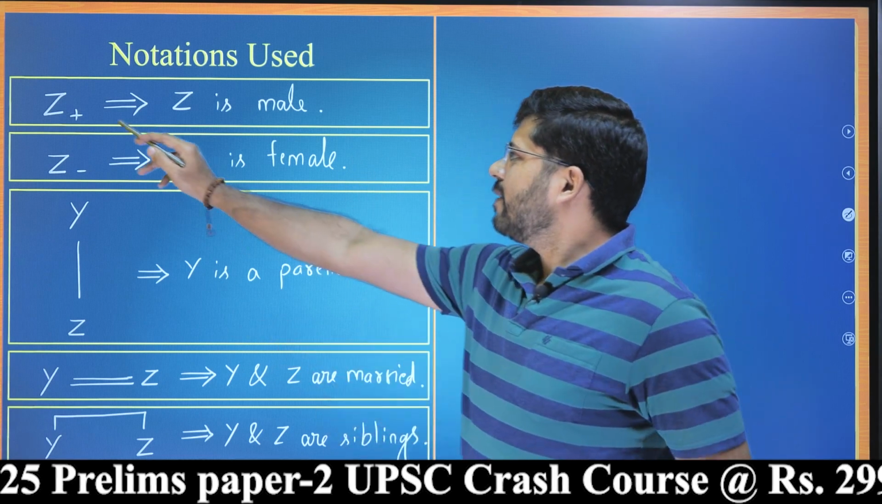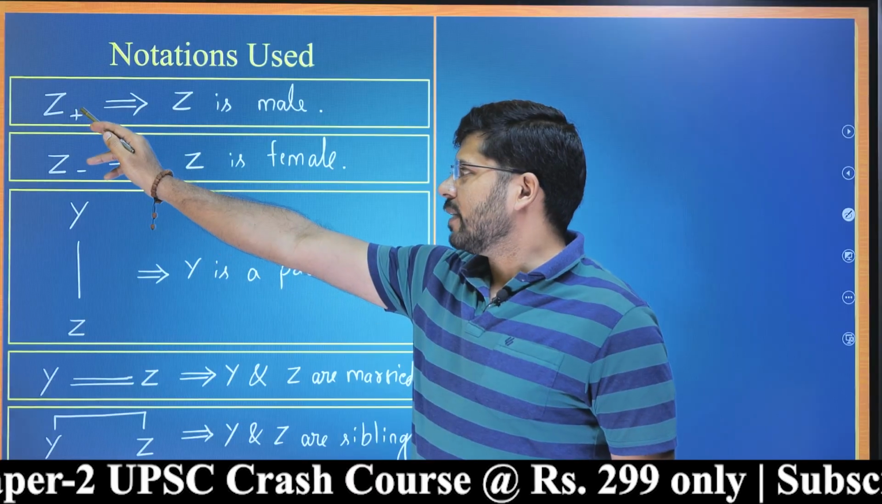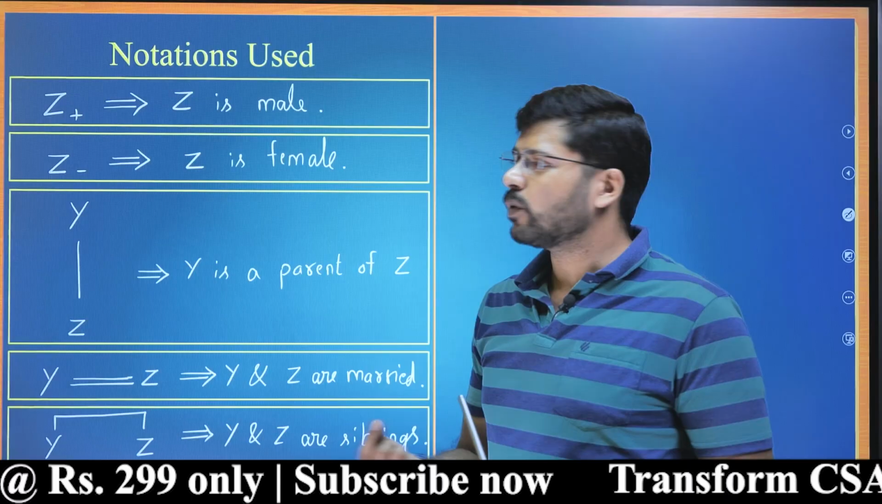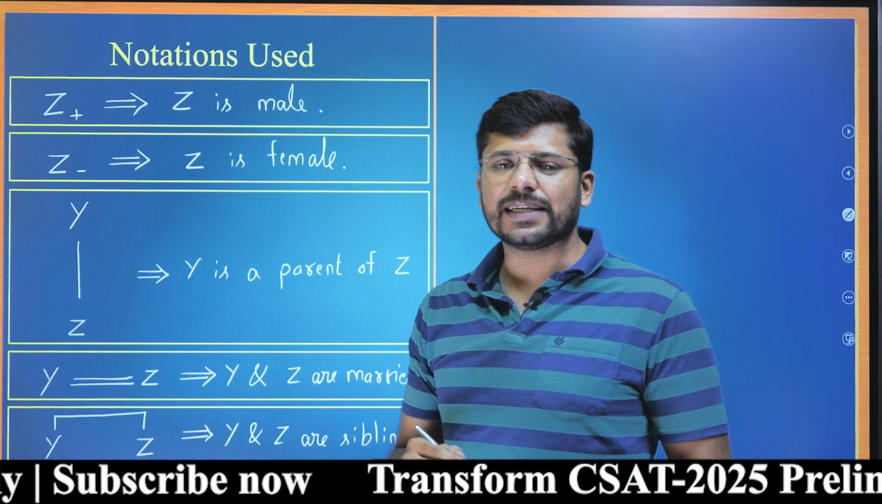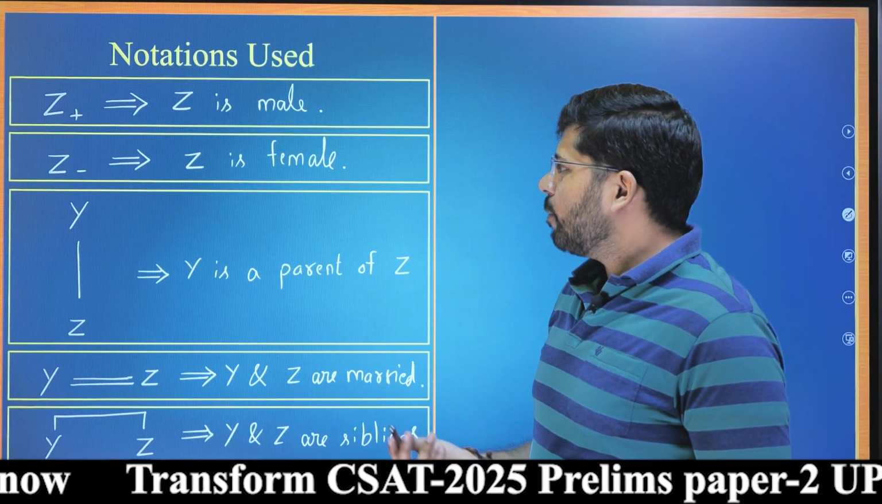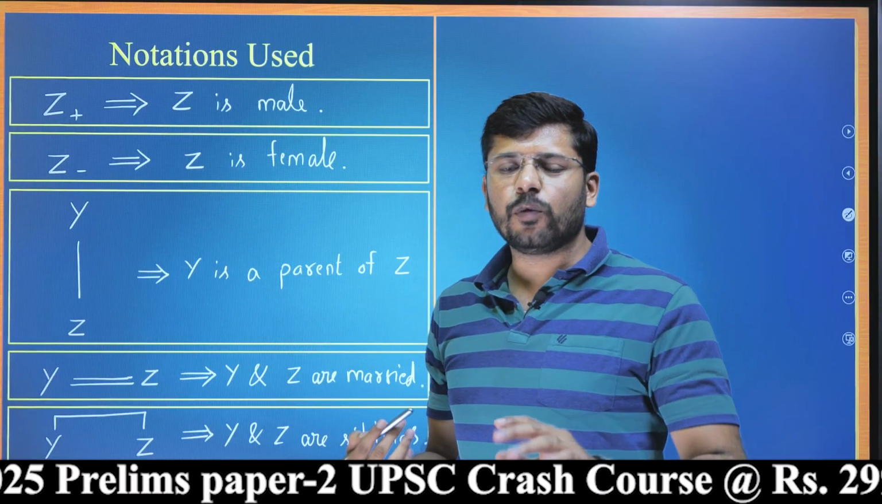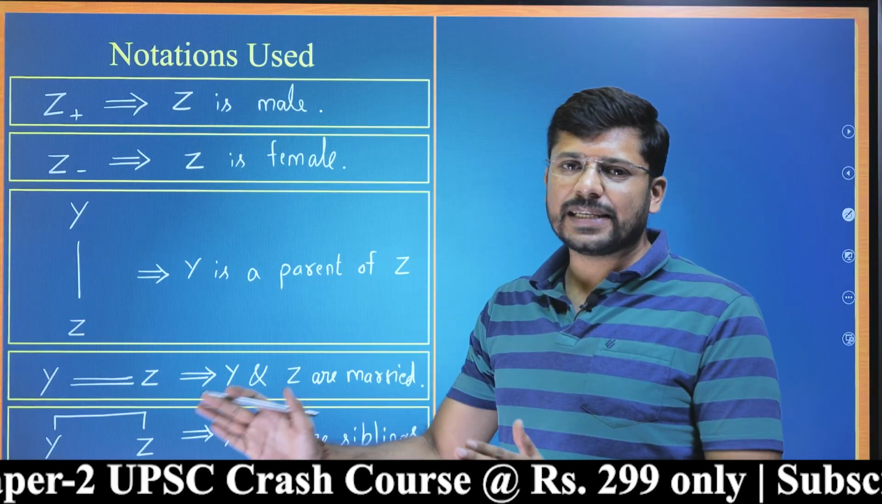So we are talking about Z here. Z is a person. If I write Z plus, it means that Z is a male. If I write Z minus, it means that Z is a female. But you can interchange it. You can use minus for male and plus for female. That is left to you. But follow one method consistently.